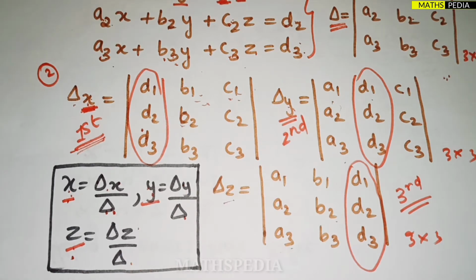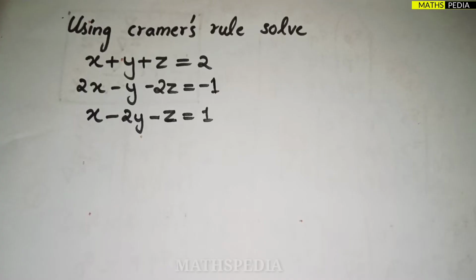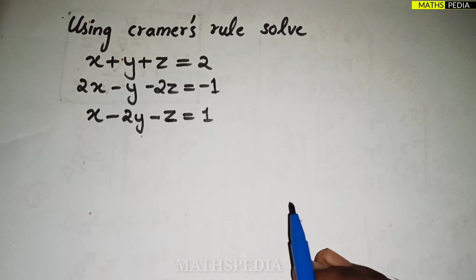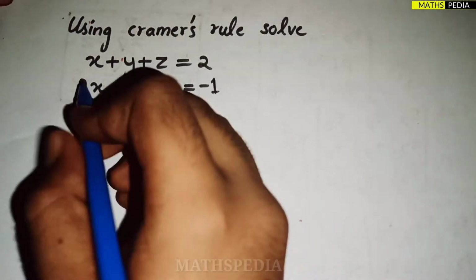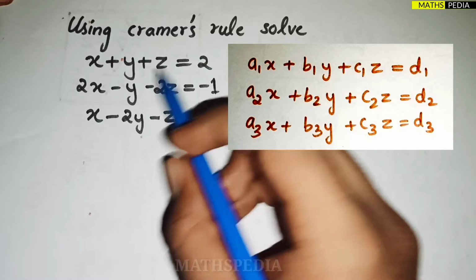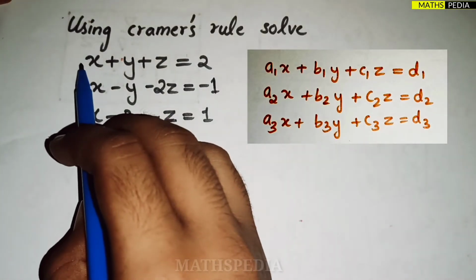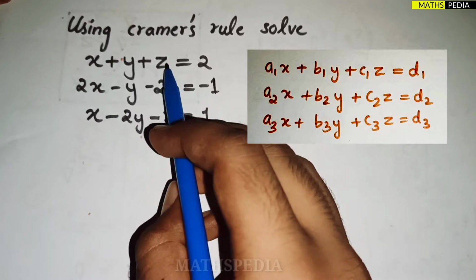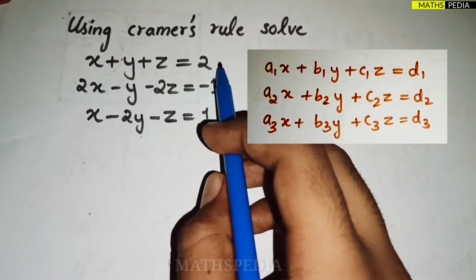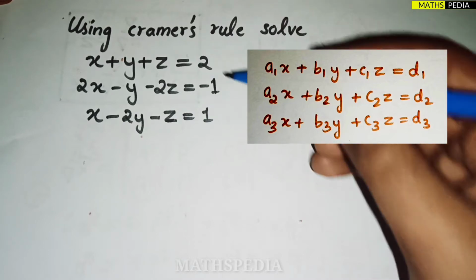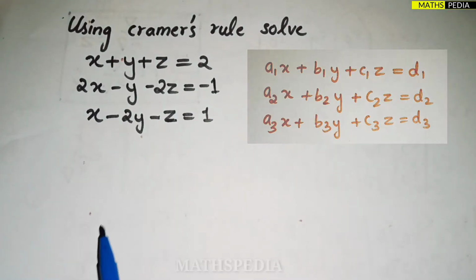In order to understand in a better way, we'll solve one problem. Let us solve. Using Cramer's rule, solve these three equations. You have to find the values of x, y and z. So here, first check whether it is in standard form or not: a1x plus b1y plus c1z is equal to d1, and again the same thing. All the constant terms should be on the right hand side, other things on the left hand side.